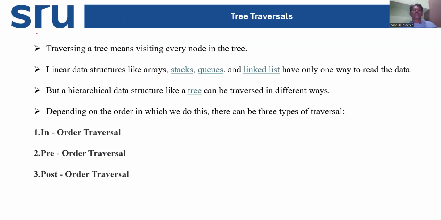Traversing a tree means visiting every node in the tree. Traversing means displaying or moving from one node to another node. Linear data structures like arrays, stacks, queues, and linked lists have only one way to read the data. But hierarchical data structures like a tree can be traversed in different ways depending on the order in which we do this. There can be 3 types of traversal: inorder, preorder, and postorder.